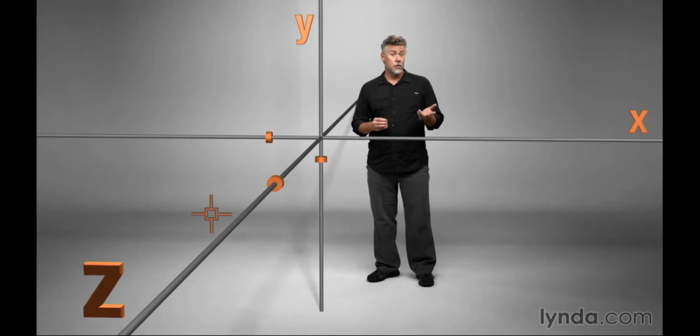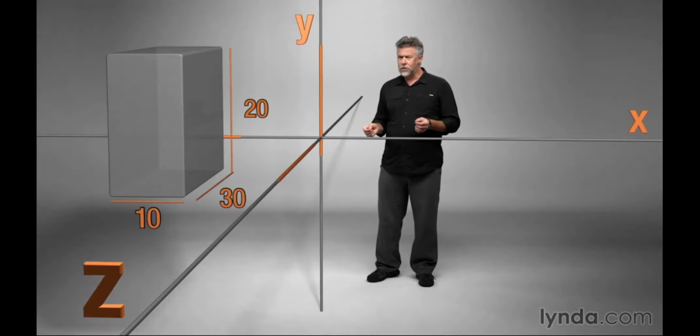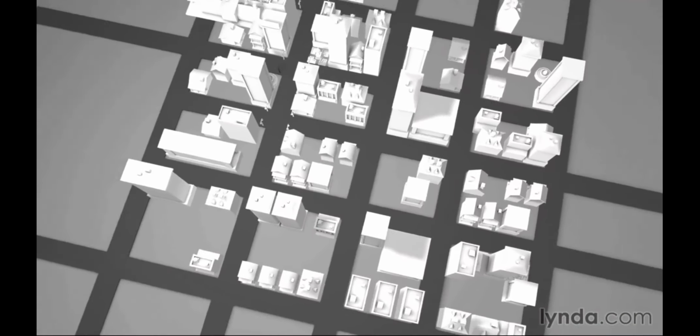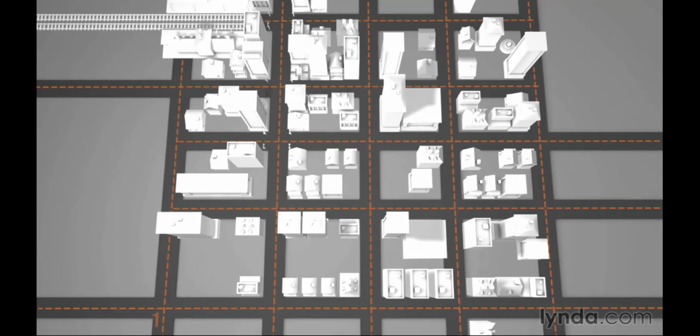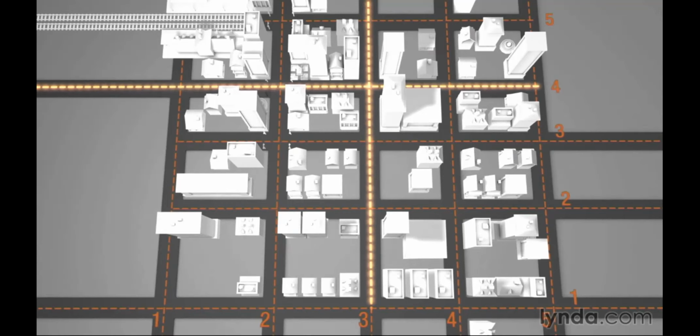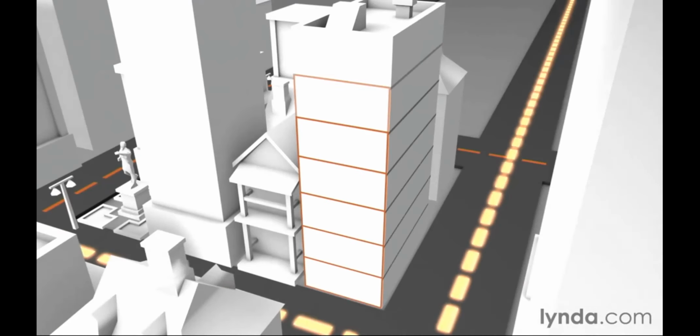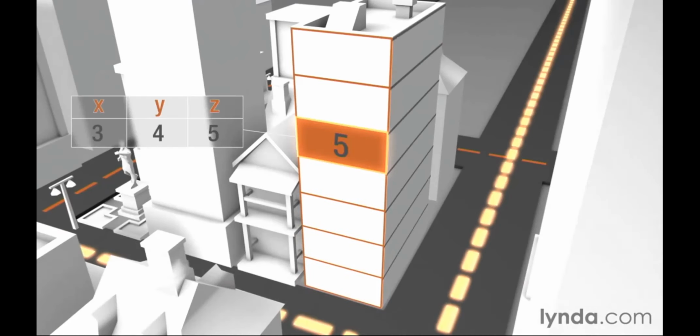These axes can be used to measure the position of objects, the size of objects, or the distance between objects. Imagine a city with tall buildings. The grid of the city represents two of the three axes. Any intersection in the city could be described via two numbers. For example, we could go to the building at the corner of 3rd and 4th. The floors of this building would be considered the third axis in our 3D world. So a coordinate of 3, 4, 5 could be seen as the fifth floor of the building at the intersection of 3rd and 4th.